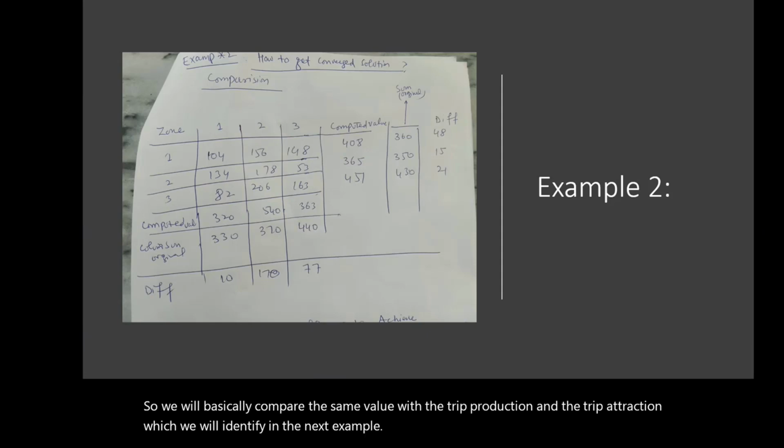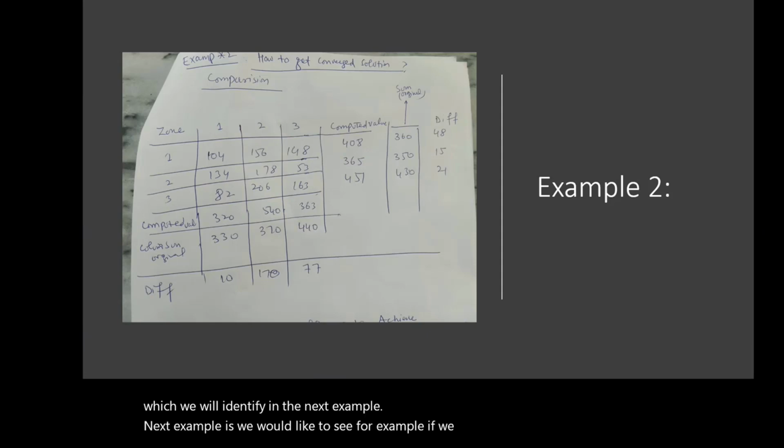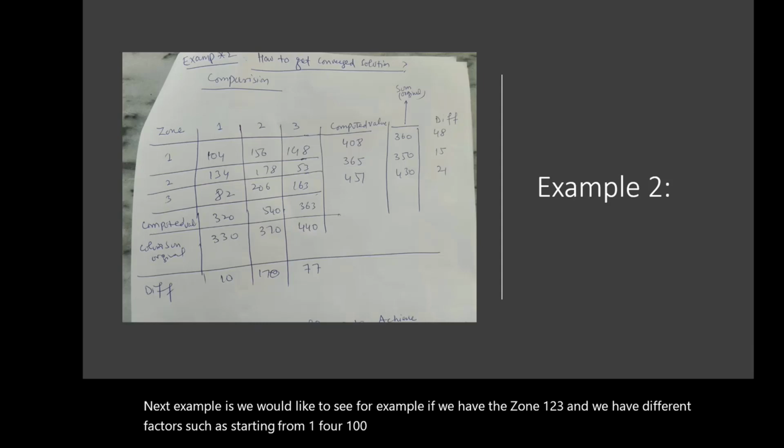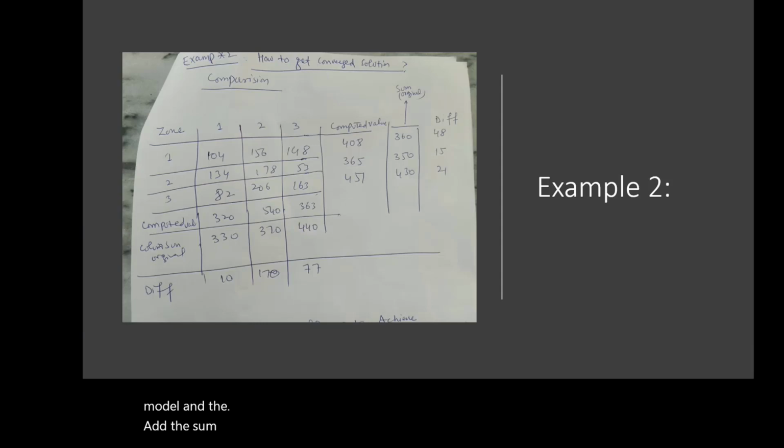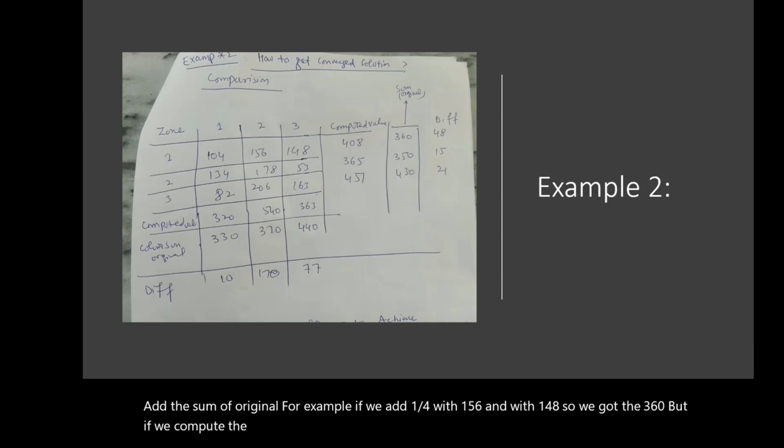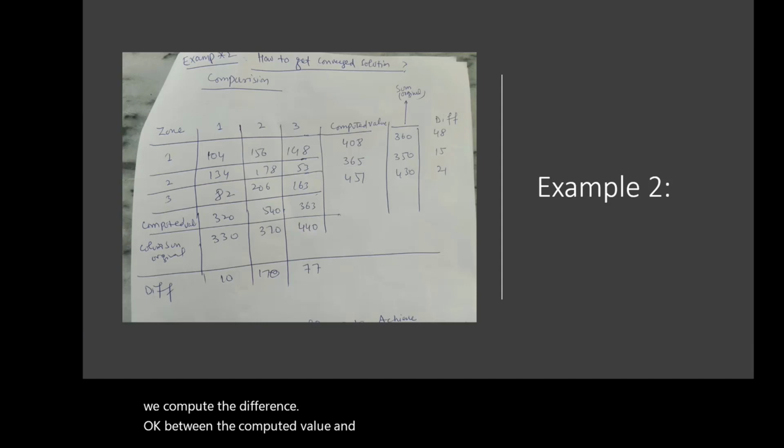In that next example, we would like to see, for example, if we have zones 1, 2, 3, and we have different factors such as 104, 156, and 148. One is the computed value, which we measured while solving the Tij gravity model, and the sum of the original, for example, if we add 104 with 156 and with 148, we get 360. But if we compute the difference between the computed value and the original sum, it is almost 48. So we will do the same practice for each row and each column.